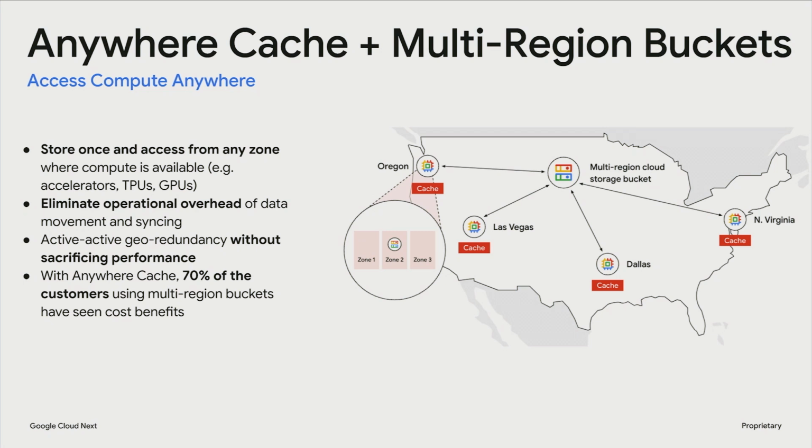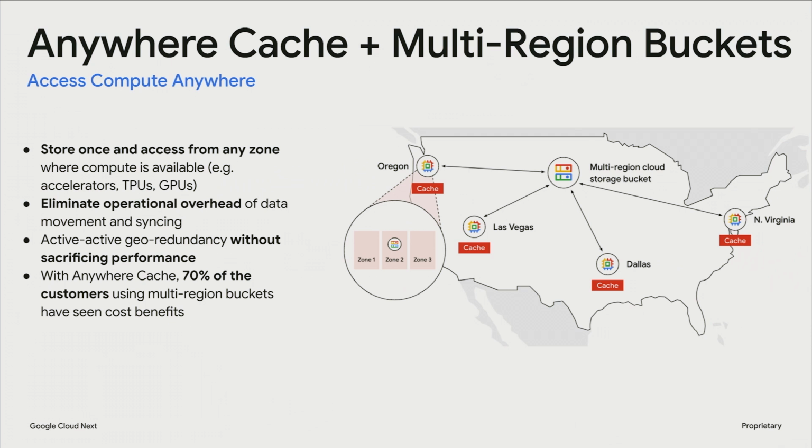There's some unique value when you're using Anywhere Cache on top of a multi-region bucket. Multi-region essentially can place your data anywhere in a particular continent. And when you place Anywhere Cache on top of your multi-region bucket, it allows you to cache the data in any of the zones in that continent, without you having to worry about data replication, data consistency, or data sync, or any of those things. So now this is such a powerful tool.